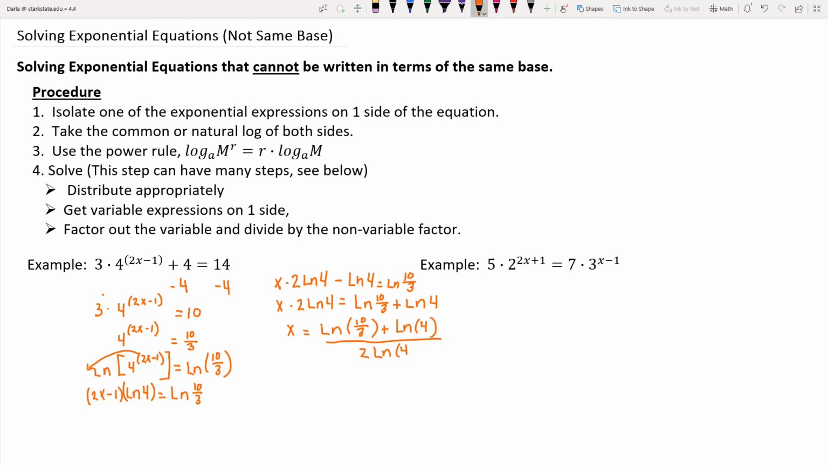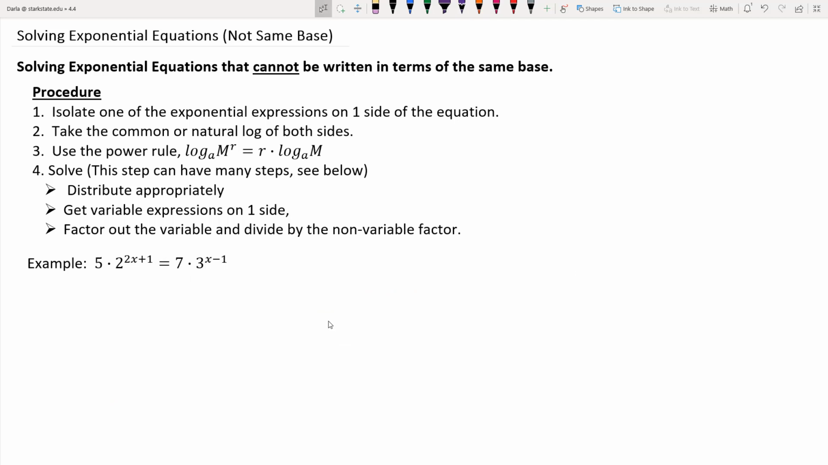And you could simplify this even further if you like, but you could type it into your calculator straight away and you would get x is approximately 0.93, so 93 hundredths. Let's go ahead and take a look at another example.